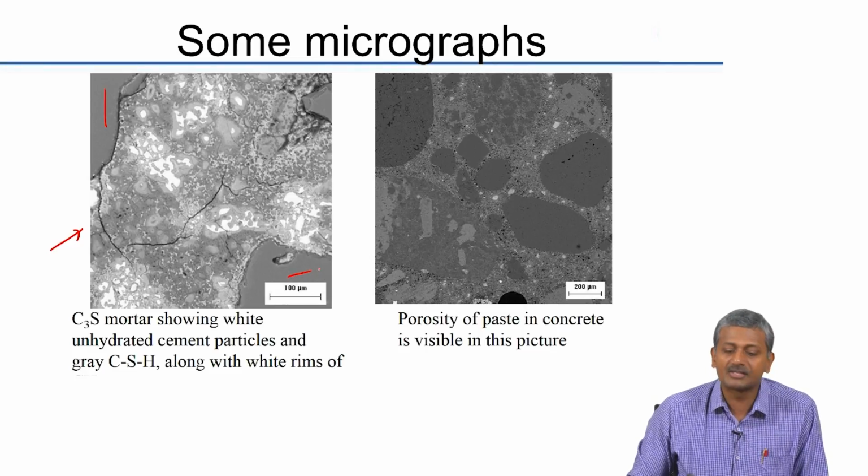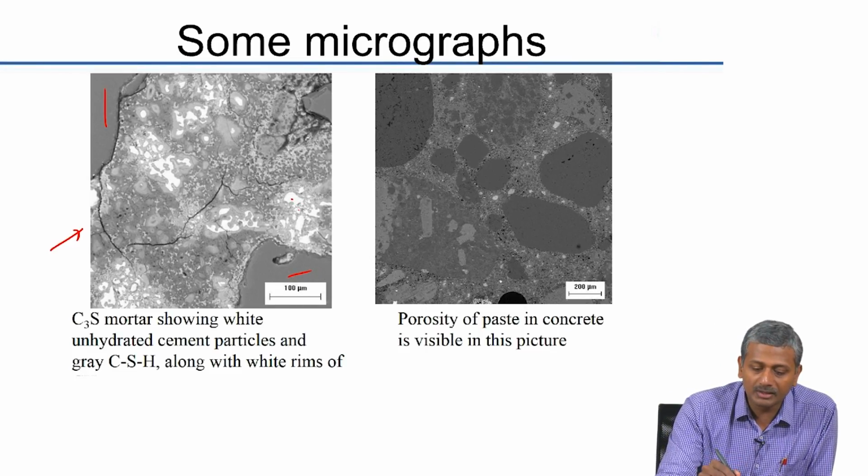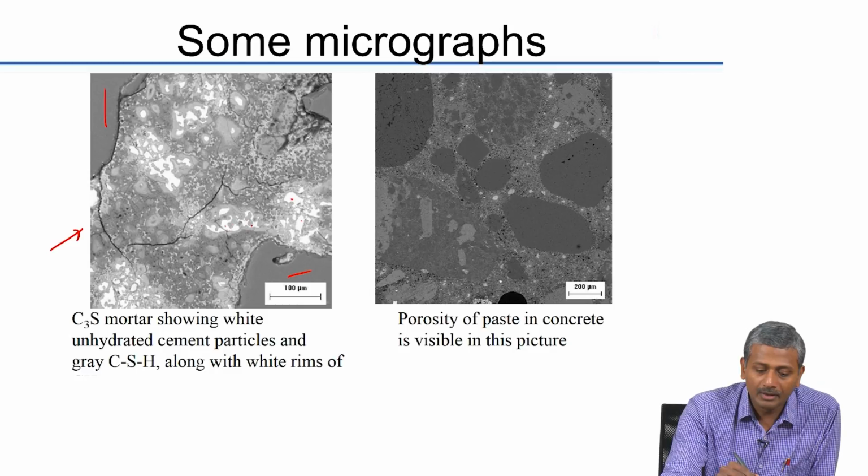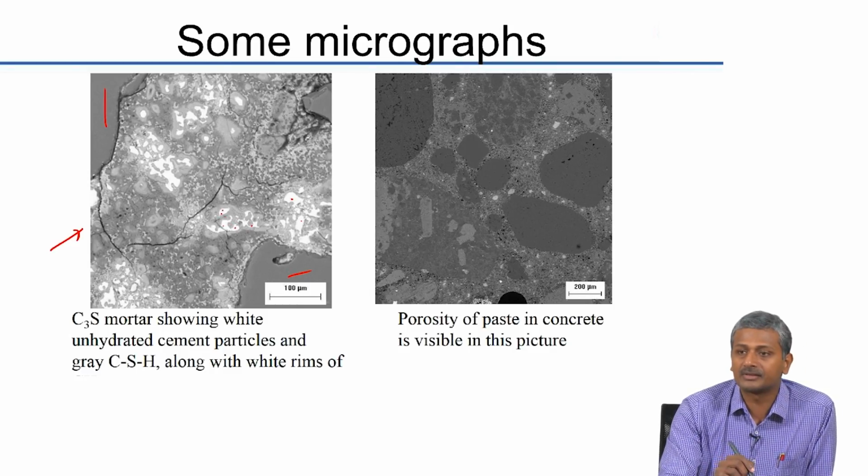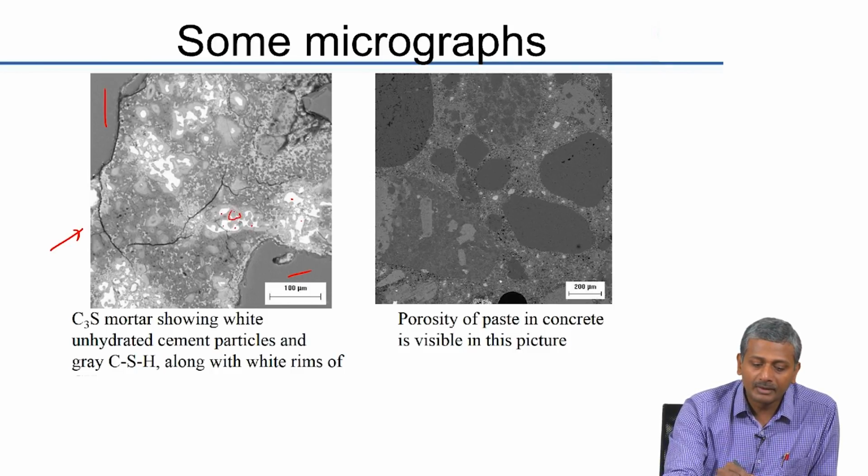Again, you can see the phases which are looking quite different. You see here the unhydrated cement grains. Some remnants of the unhydrated C3S grains are there, only the remnants, because part of it is hydrated.